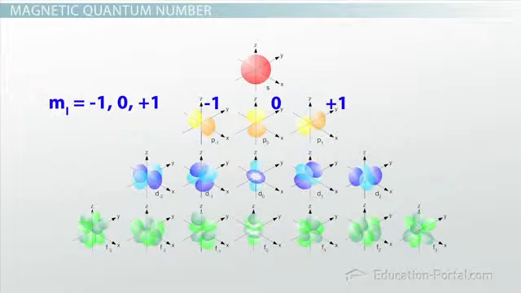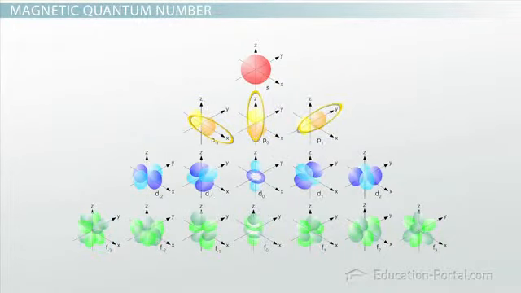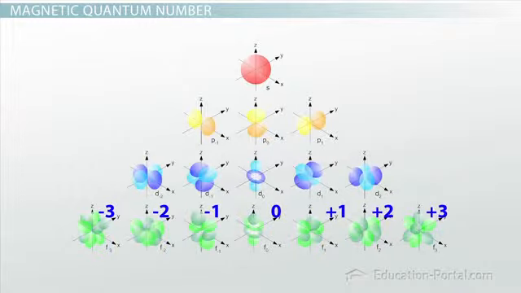The -1 means that the dumbbells are aligned along the x-axis. The 0 indicates that the dumbbells are aligned along the z-axis, and the +1 indicates that the dumbbells are aligned along the y-axis. The d orbitals and f orbitals are a little bit more complicated, but know that the d orbitals can have 5 different orientations: -2, -1, 0, +1, and +2. And the f orbitals can have 7 different orientations. So the different positions of the f orbitals are represented as -3, -2, -1, 0, +1, +2, and +3.